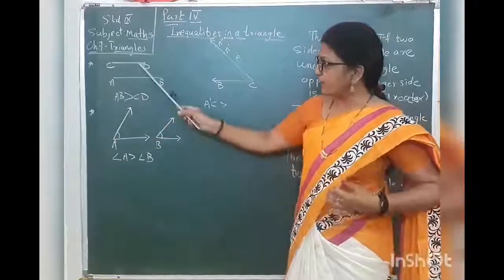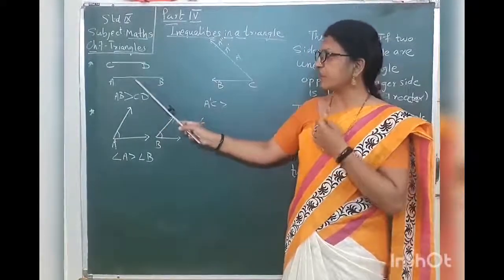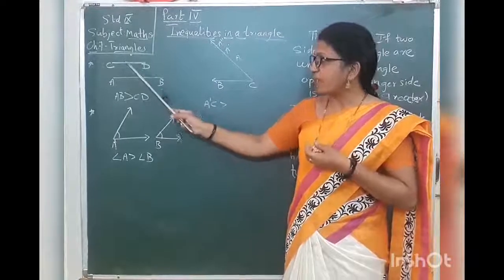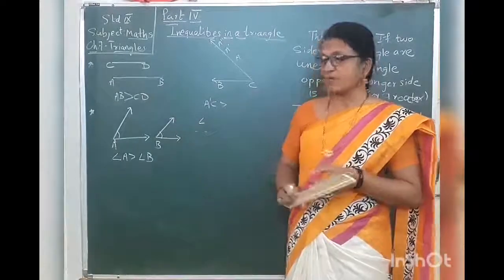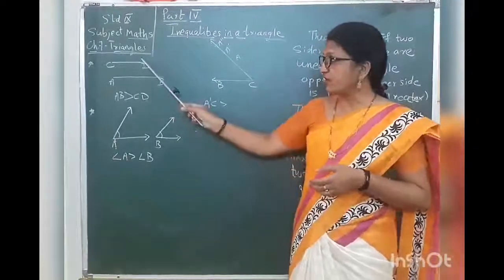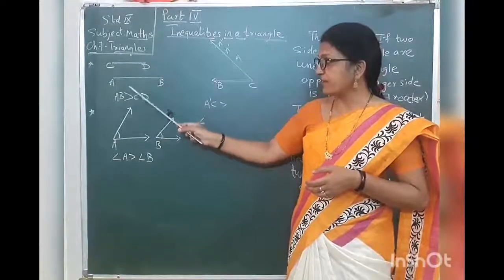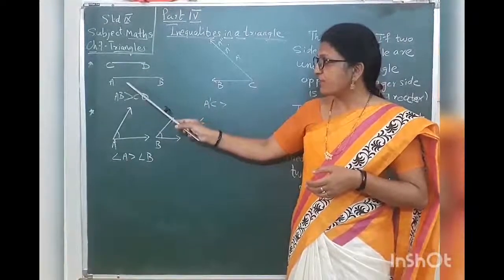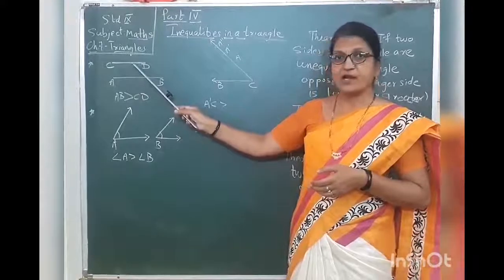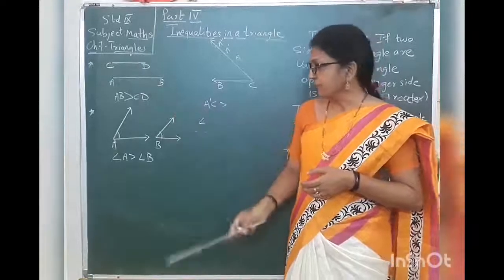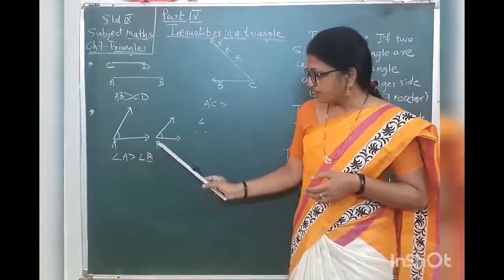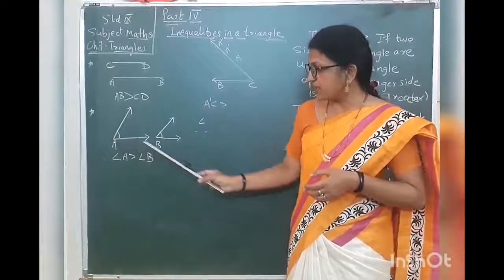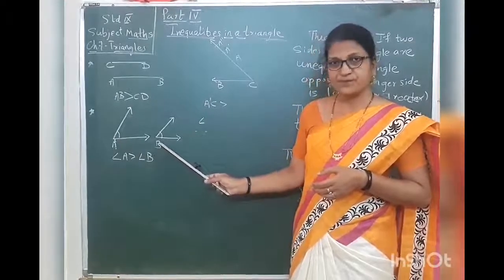Now here I have drawn some figures. Now compare these two, line segment CD and line segment AB. What can you say about their lengths if we compare them? Then we can say that the length of line segment AB is greater than the length of line segment CD. Now compare these two angles. The measure of angle A is greater than the measure of angle B.